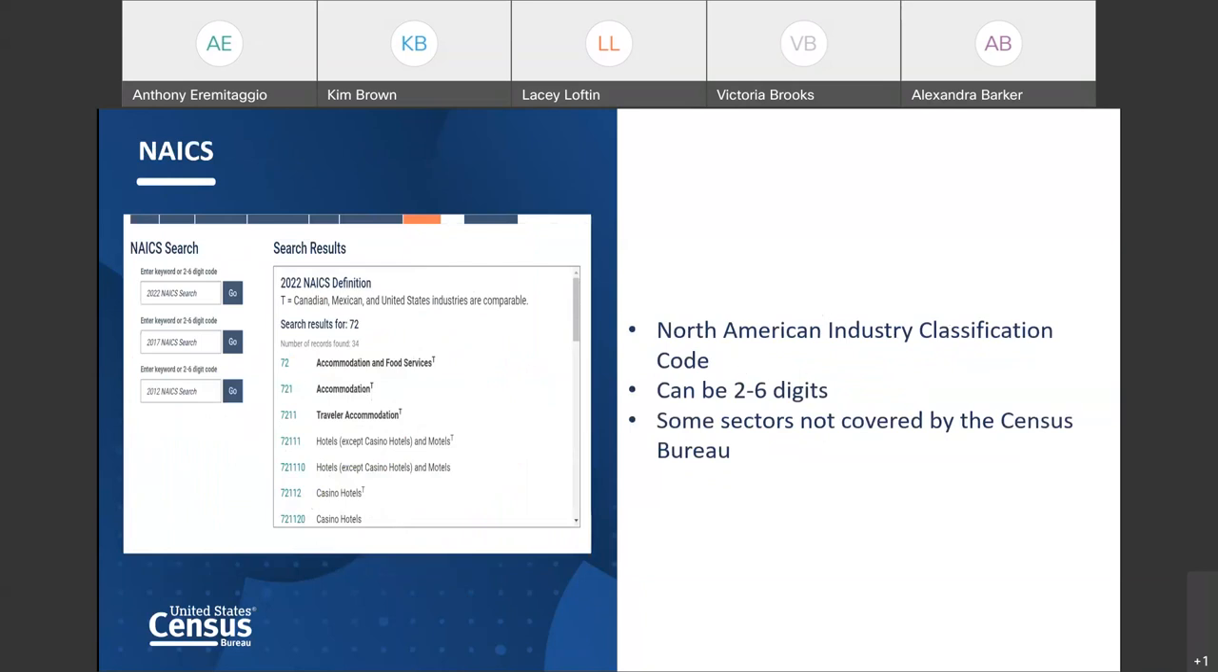Now, when we talk about the economic census, in order to locate the data that you desire in our tools, you're going to need to know what sector it falls into. The sectors are determined by the North American Industry Classification Code. They usually range from 2 to 6 digits. You'll see in this particular display that the higher level, accommodation and food services, has the sector code 72. As we delve deeper and want more detail into the types of businesses that fall within accommodation and food services, you'll see that the digits branch out from 2 to 6 digits to give you more refined information on that particular subject.